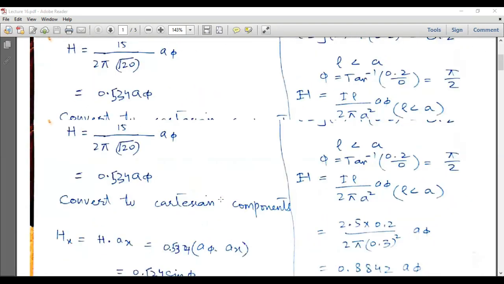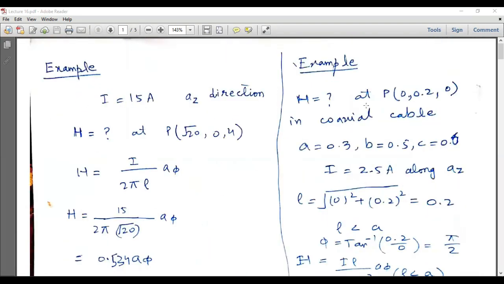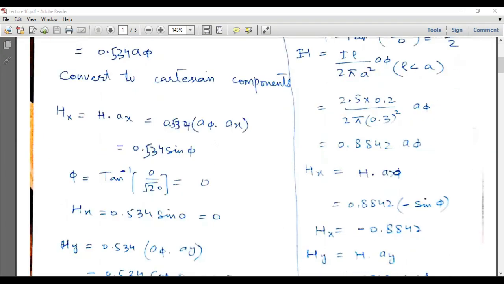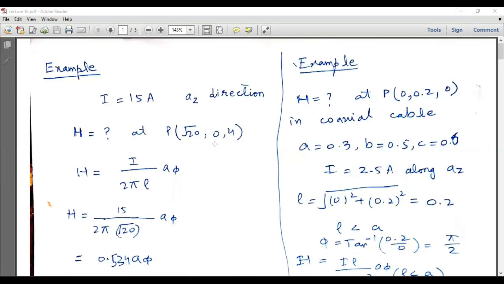So let's solve another example, and in this example we have to determine the magnetic field intensity at this point in a coaxial cable, and the coaxial cable has these dimensions. The inner conductor has the radius of 0.3 meters, and the outer conductor has inner radius of 0.5 and outer radius of 0.6, and the current which is flowing in the inner conductor is equal to 2.5 amperes along AZ.